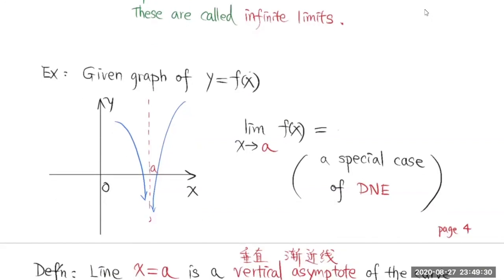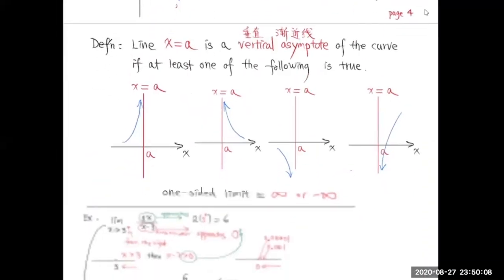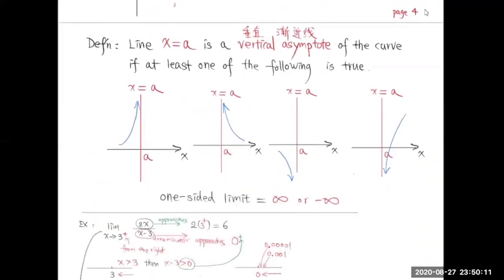Next one, this is a graph of a certain function. What happens when x approaches a from both sides? Well, we see the function keeps on going down. So the limit over here, we will say it is negative infinity. Remember, this is also a special case of does not exist. Now, we have this definition right here. This is the definition for vertical asymptote.